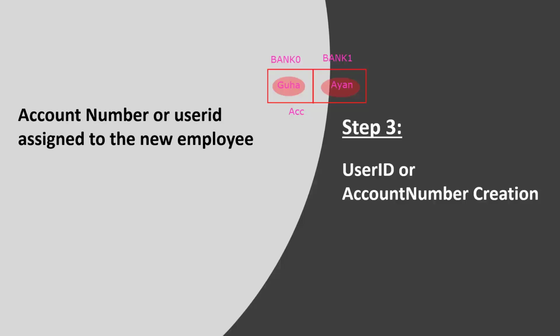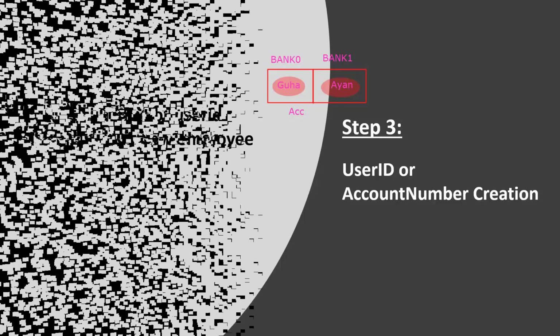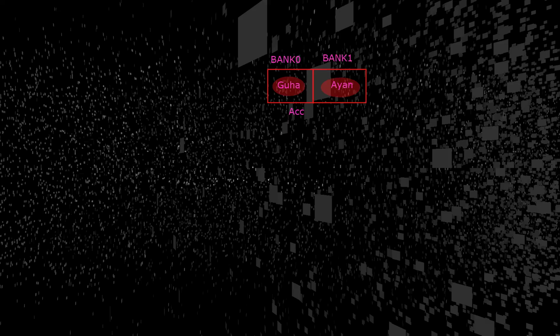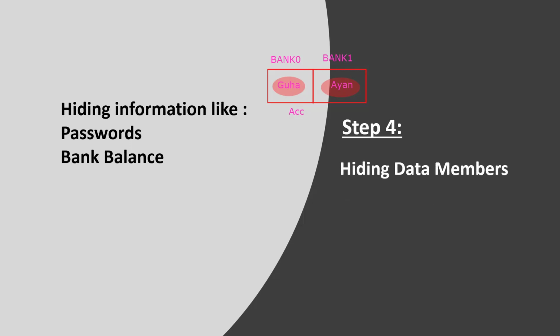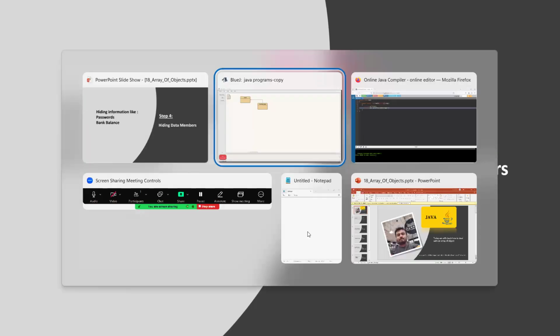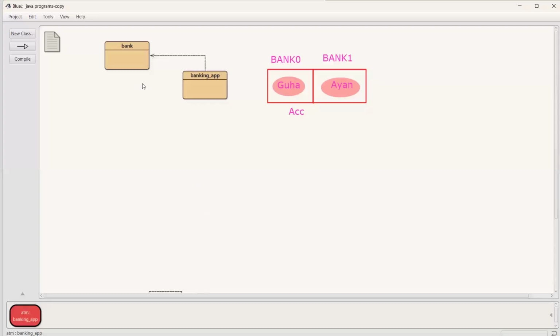So user ID obviously will be assigned to some new employee or some new customer every time. Whenever you open some account, it will give you some user ID. The last thing is password. Otherwise, anyone can try with their user ID. It is not safe. So if you want to hide your data members like password and bank balance, obviously these are confidential information. No one should print that so easily. So it should be hidden.